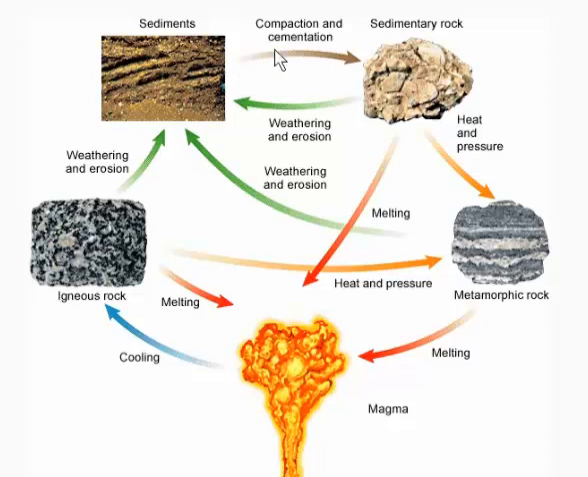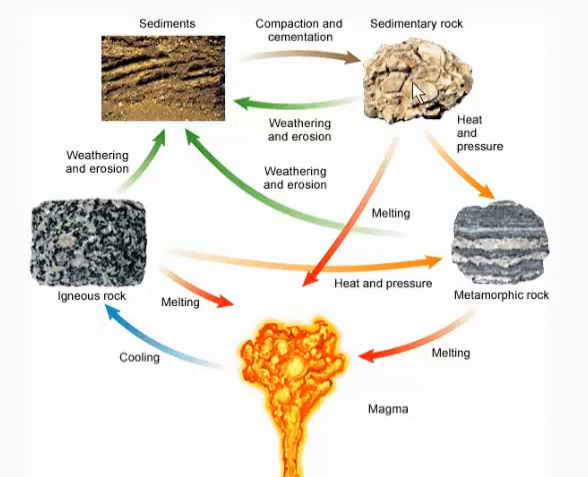So you see the arrow pointing to the sedimentary rock. But look at the arrow pointing back from the sedimentary rock to sediments. In other words, the sedimentary rock can also weather away over time, turning back into sediments. And then those sediments can turn back into sedimentary rock. So there's cycles going on within the rock cycle.